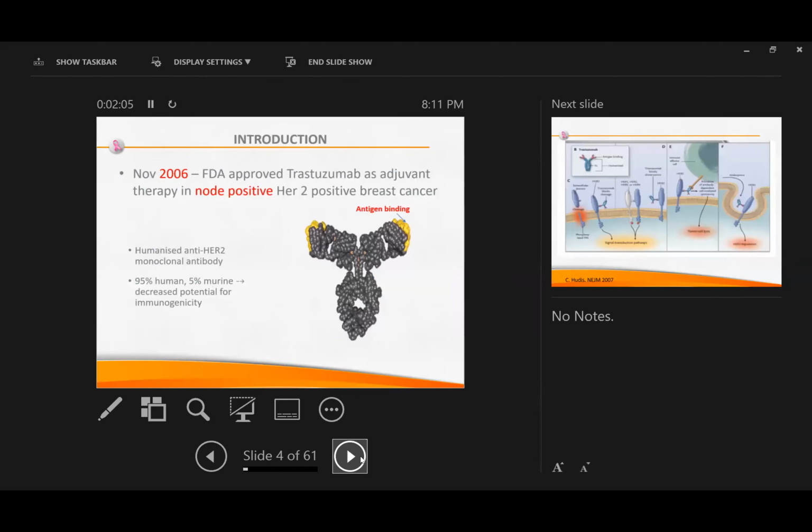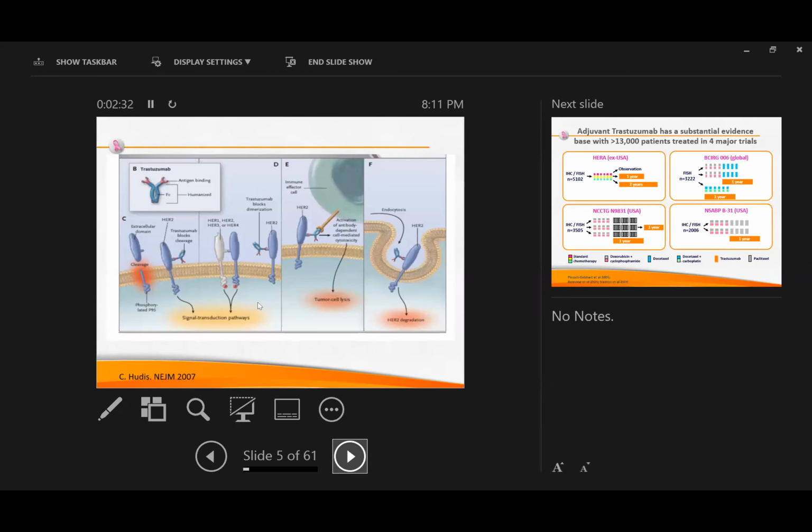Now, in 2006, the first anti-HER2 drug which was approved is trastuzumab. And this was actually approved at that time in only node-positive, HER2-positive breast cancer. Trastuzumab is actually a humanized anti-HER2 monoclonal antibody, and it's 5% murine. And so this is the structure. It's like a Y, and the yellow part there, that is the antigen binding site.